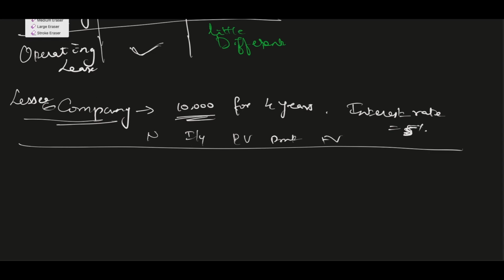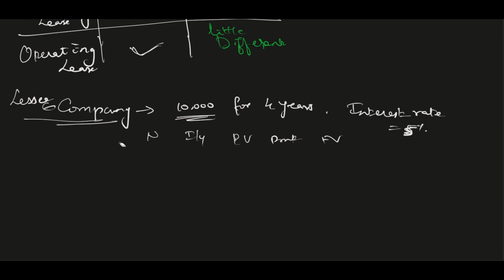Now here, N is 4 years the company agrees to pay. Interest rate prevailing is 5 percent. Payment is 10,000, so 10,000 in minus, because it will be paid out. So think as if a loan has been taken, for which an installment of 10,000 every year has to be paid. If your loan has been taken, what is the present value of the loan? That's what we are going to see. Future value is not needed over here.